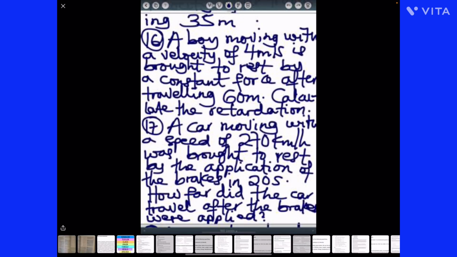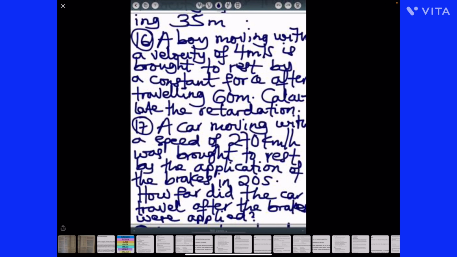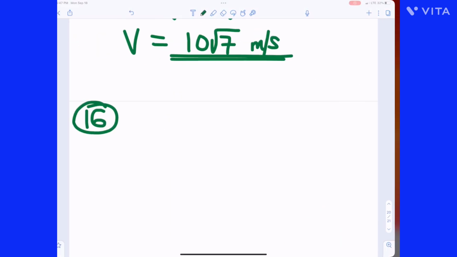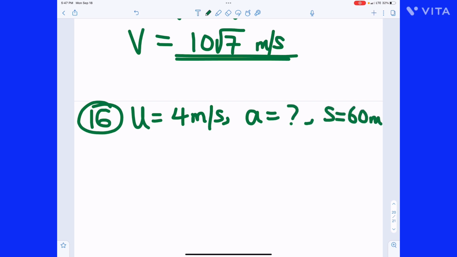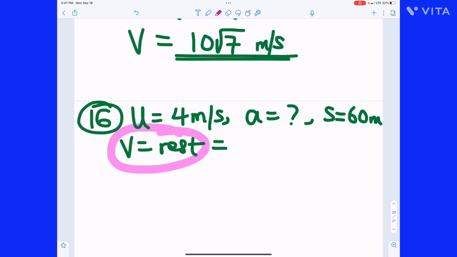We're almost done. A body moving with a velocity of 4 meters per second is brought to rest by a constant force after traveling a distance of 60 meters. Calculate its retardation. Okay, that's pretty simple. Initial velocity 4 meters per second. We don't know the deceleration, but we know that it traveled a distance of 60 meters before coming to rest. So the final velocity here is rest. Can you see how our English is turned into values? The final velocity is that it came to rest, and rest means the velocity is 0 meters per second.